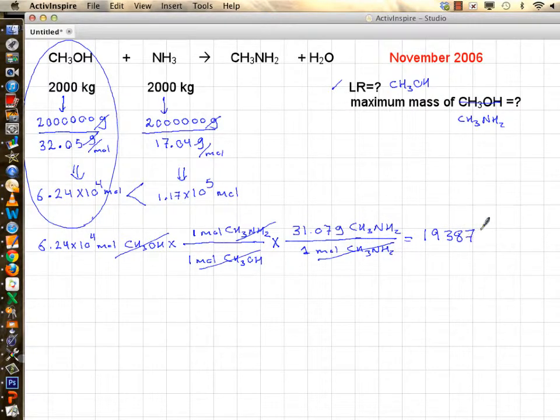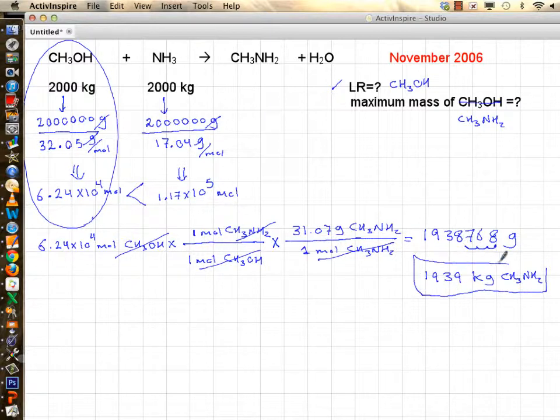You also have 768, and it's grams. But they usually want it in kilograms, the same unit they have given it to you. So I'm going to divide it by 1,000 and report it as kilograms. Once you do that, it goes 3 decimal places back. So you have 1,939, I rounded up, kilograms of product, which is CH3NH2. So if you have kilograms instead of grams, do not panic. Do the same treatment, except the first step is to convert them to grams. Let's go to the next question.